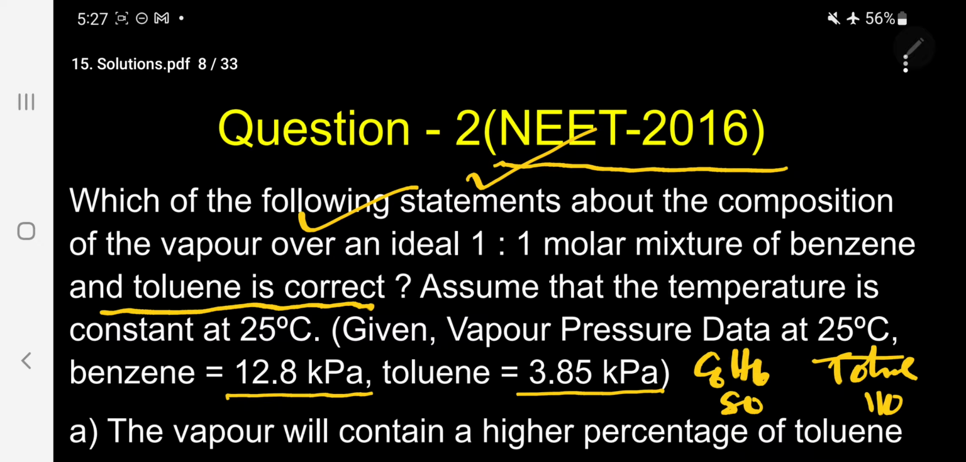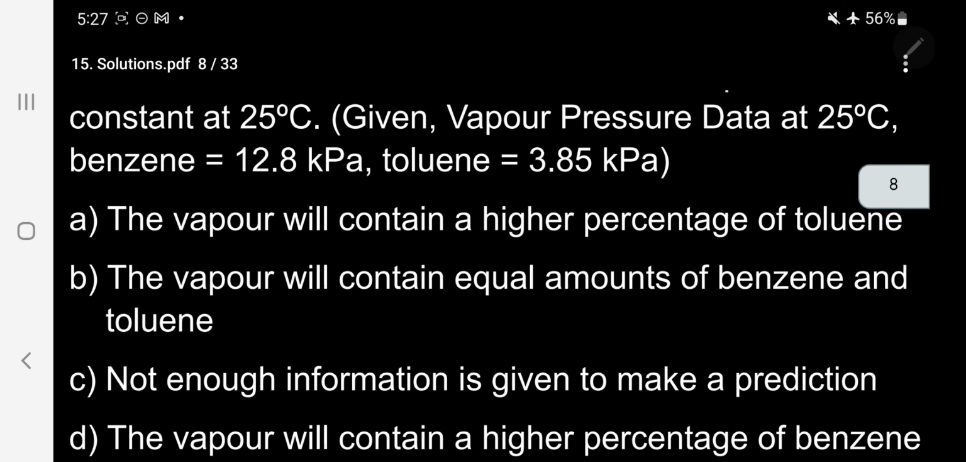Here, one important piece of information I want to give. In what way are vapor pressure and boiling point correlated? If the vapor pressure is low, the boiling point will be higher. If vapor pressure is higher, the boiling point is low. This is the interrelationship between vapor pressure and boiling point. So with this basic idea, let us now read the statements and find the answer.